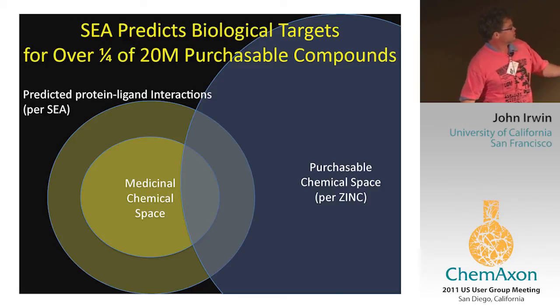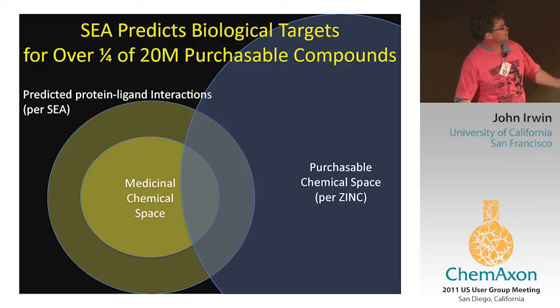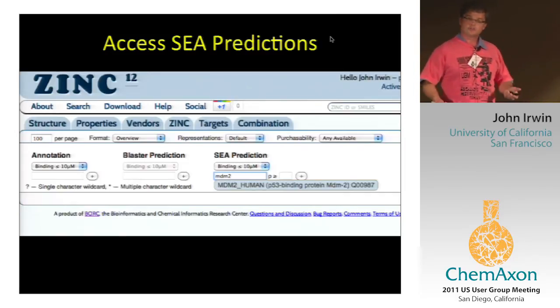And so now we've got, in addition to medicinal chemistry space, whether it's tangent to the curve or intersecting, this newer enlarged region, which is predicted protein-ligand interactions using the SEA method. And so now we're interested in this little slice here. And so you can come to our interface.